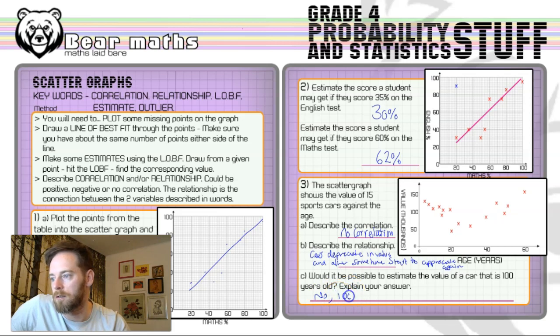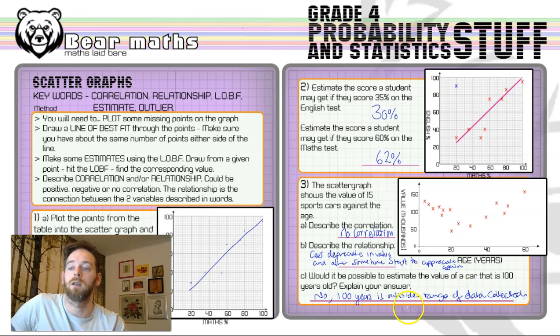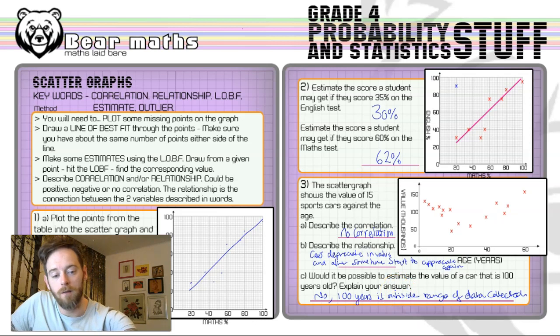So 100 years is outside the range of data collected. And that would be an acceptable thing to say for that question. Okay, lovely. That's scatter graphs for you covered. I don't think there's much more that you might be asked on that. There might be some fancier questions every now and again.